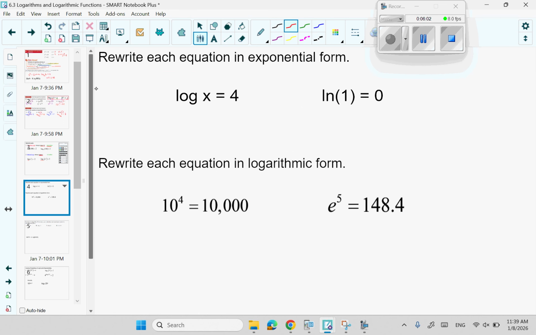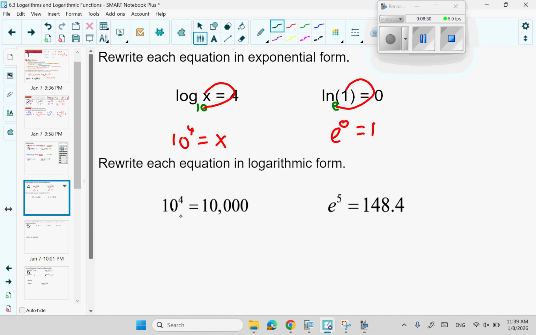So rewrite in exponential form. I would spiral it, but I don't have a number written there. So if there's no number written there, it's implied to be 10. So 10 to the fourth equals x. No number written there, but it's natural log, so it's an e. So we get e to the 0 equals 1.